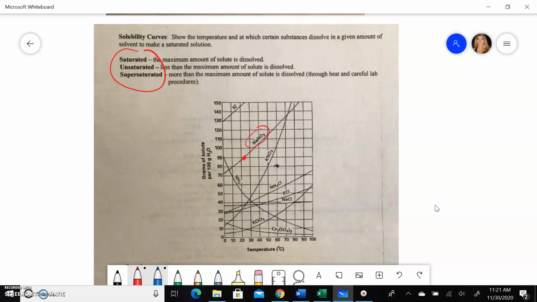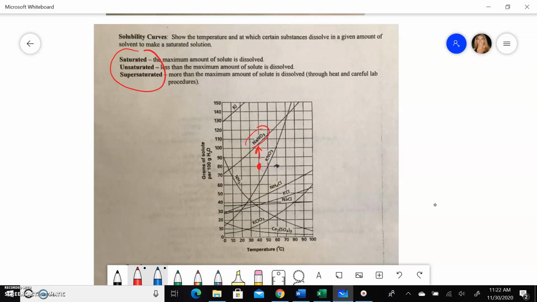So the line is showing exactly how much you would have to have at that temperature to make a saturated solution. If I give you information, like if I say that we're at 40 degrees and 80 grams of NaNO3, that is unsaturated, because at 40 degrees, you could dissolve 105 grams and you only have 80 grams dissolved. So we say that's unsaturated.